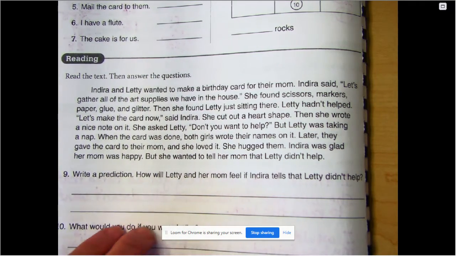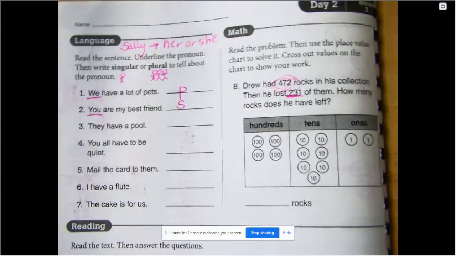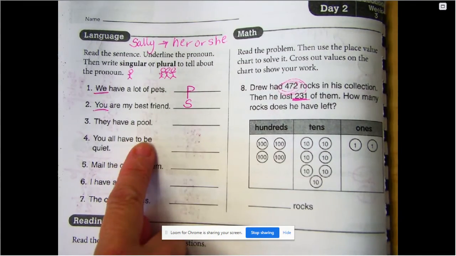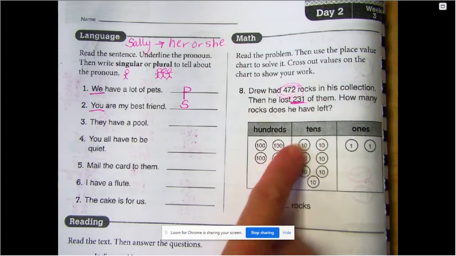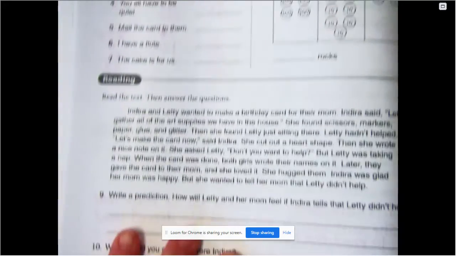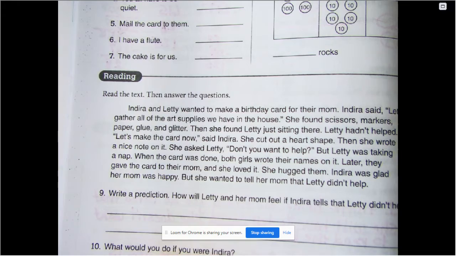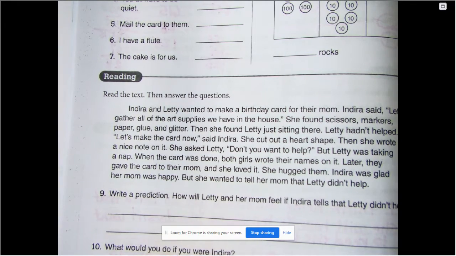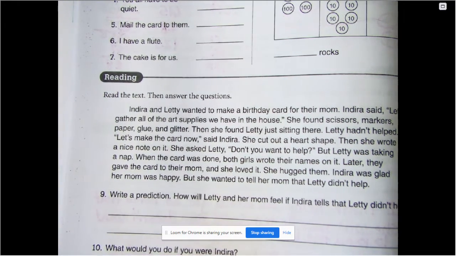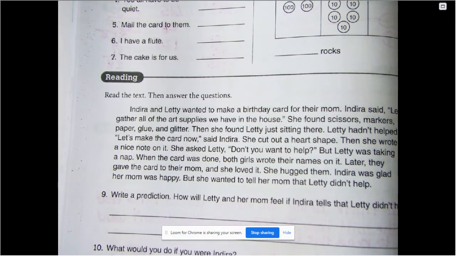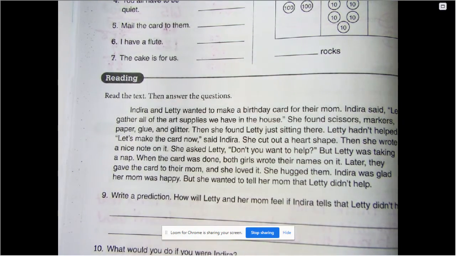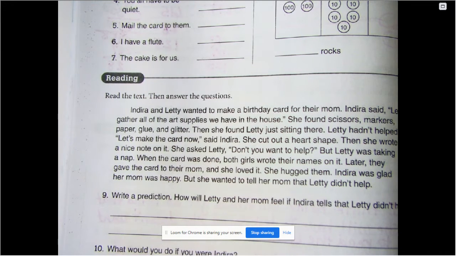All right. So we're going to be looking for the pronoun and whether it's singular or plural, looking at the place value counters and taking away 231, and then reading our story about Indira and Letty making a card for their mom. Indira did most of the work, and Letty got credit for it too. So write a prediction of how she will feel and what you would do.